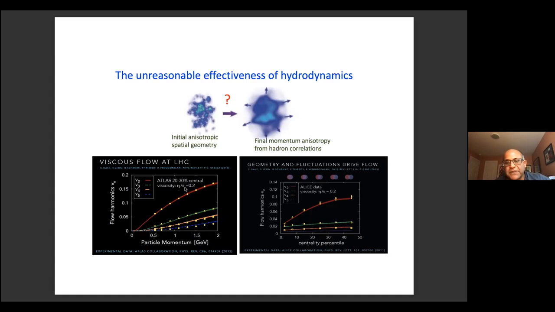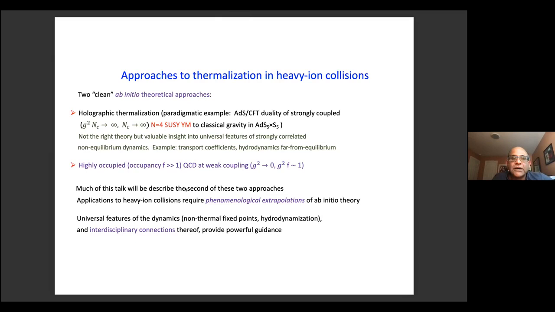So the question is, why does this occur in such a short-lived system with very short lifetimes? To understand this, you can think about the problem in two ways, the two clean, so to speak, ab initio approaches. One is holographic thermalization, a la AdS/CFT, that you may have heard of, where you have a duality between strongly coupled supersymmetric Yang-Mills theory and weakly coupled classical gravity. And so you could ask questions about the strongly coupled theory employing this duality. Now, it's not the right theory. It's not QCD. It has significant differences, but valuable insight can be gained into its universal features, for example, about questions about transport coefficients and hydrodynamics far from equilibrium.